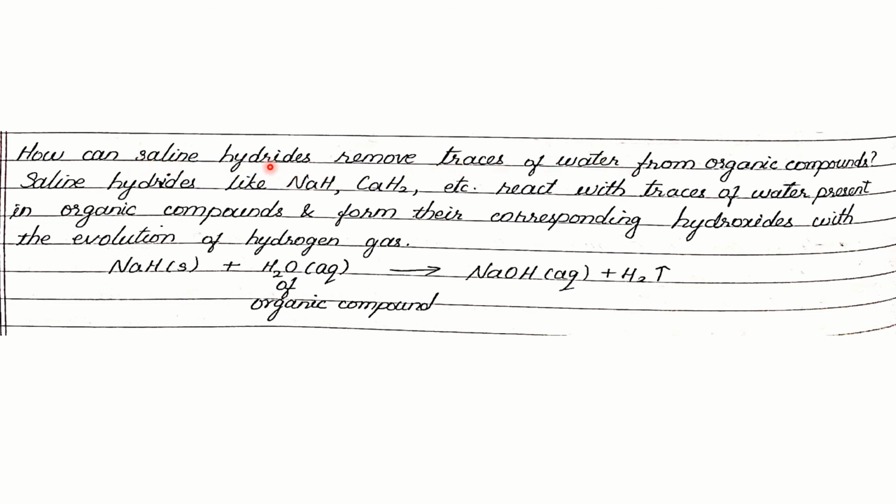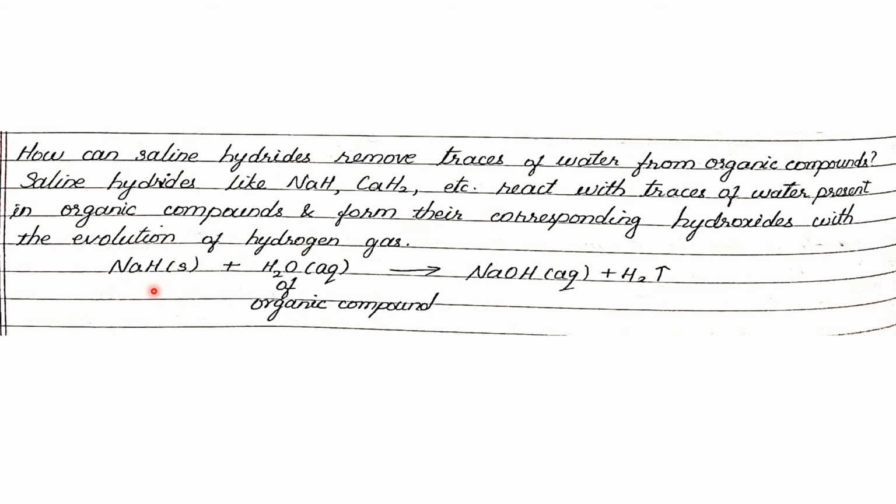How can saline hydrides remove traces of water from organic compounds? Students, do you remember saline hydrides? What are they? Binary compounds formed by hydrogen with s-block elements, which are very reactive metals, are called saline hydrides. Saline hydrides are also called ionic hydrides. Examples of saline hydrides are sodium hydride, potassium hydride, calcium hydride, and so on.